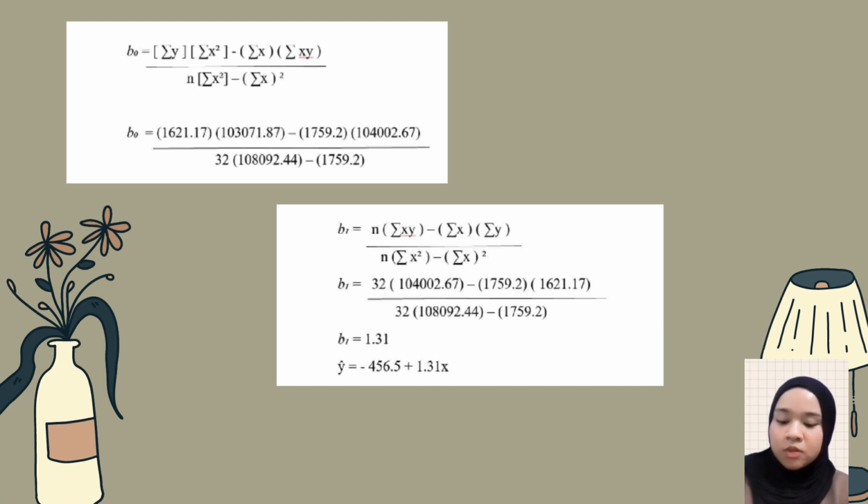Next is the formula for B1, which is n in bracket total xy minus in bracket total x in bracket total y, per n in bracket total x squared minus in bracket total x squared. From the data that we collected, B1 equals 32 in bracket 104002.67 minus in bracket 1759.2 in bracket 1621.17, per 32 in bracket 108092.44 minus in bracket 1759.2. So the answer for B1 is 1.31. Y hat is negative 456.5 plus 1.31x.